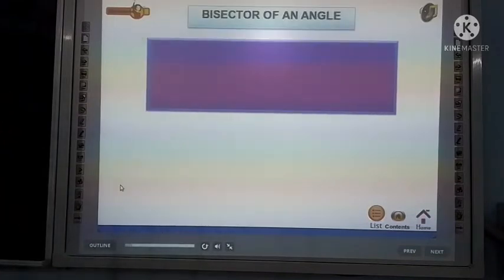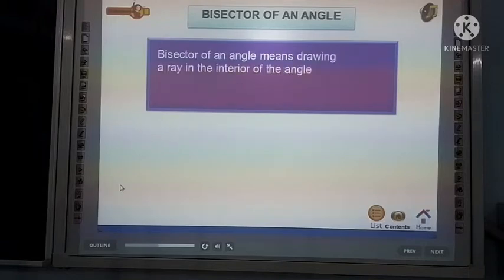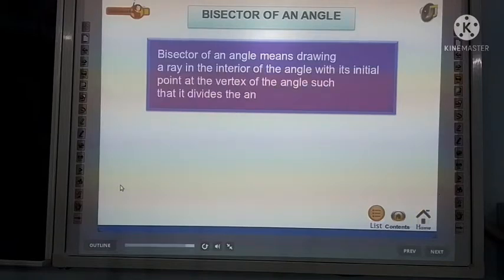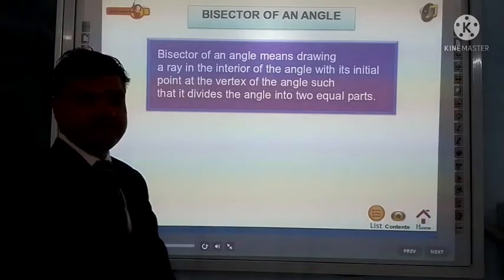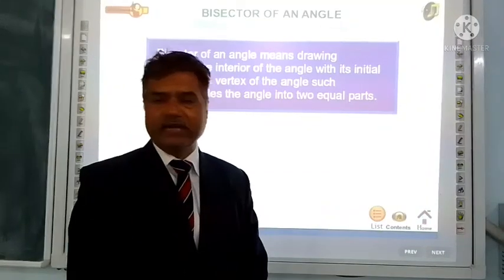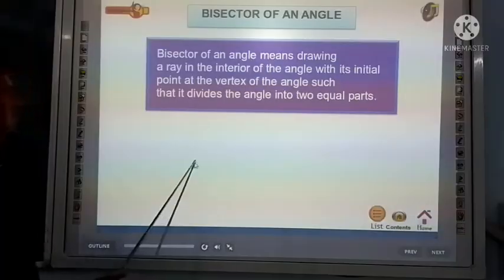Bisector of an angle. Bisector of an angle means drawing a ray in the interior of the angle with its initial point at the vertex of the angle, such that it divides the angle into two equal parts. The bisector divides any angle into two equal angles.